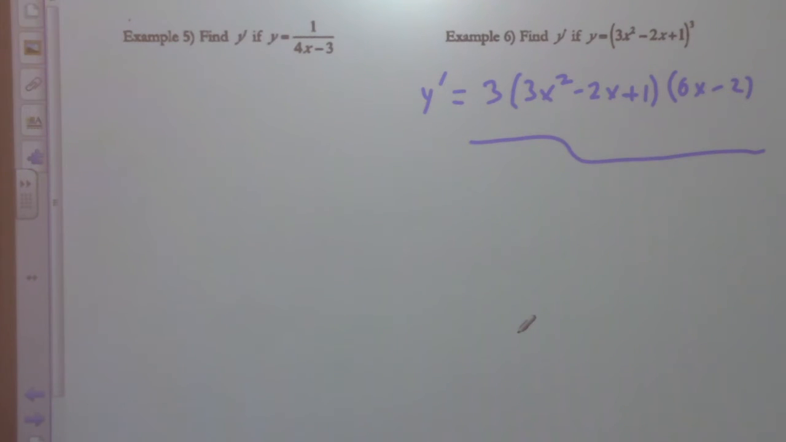Okay, take a look at number 5. Did anybody do number 5 yet? No. 5 gives us, from what we've done so far this year, some options.